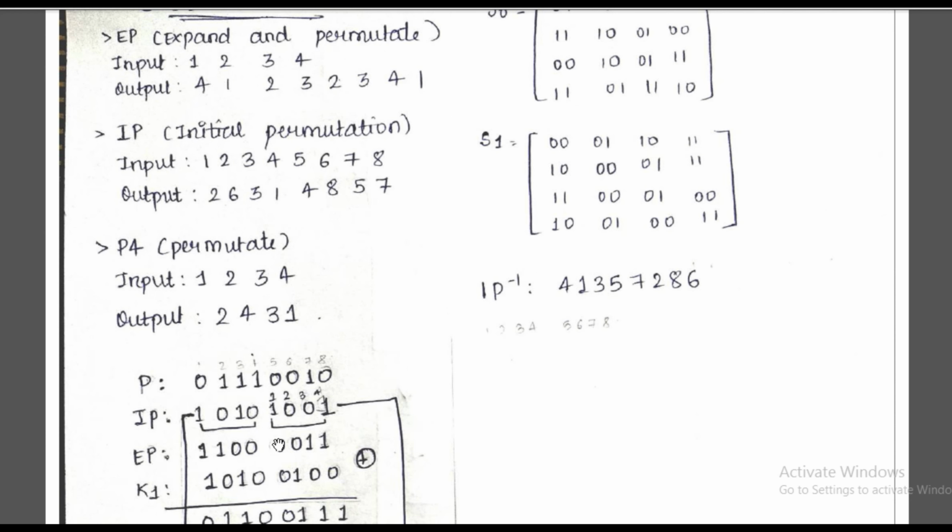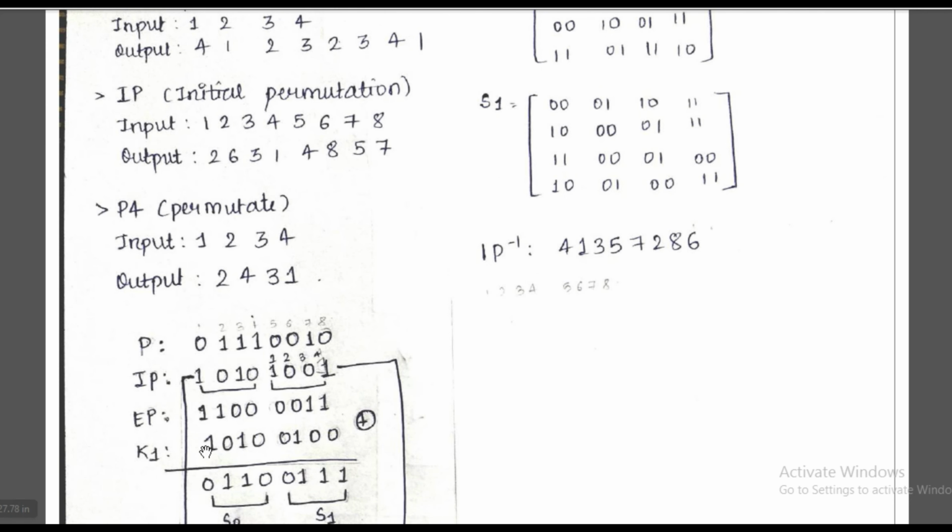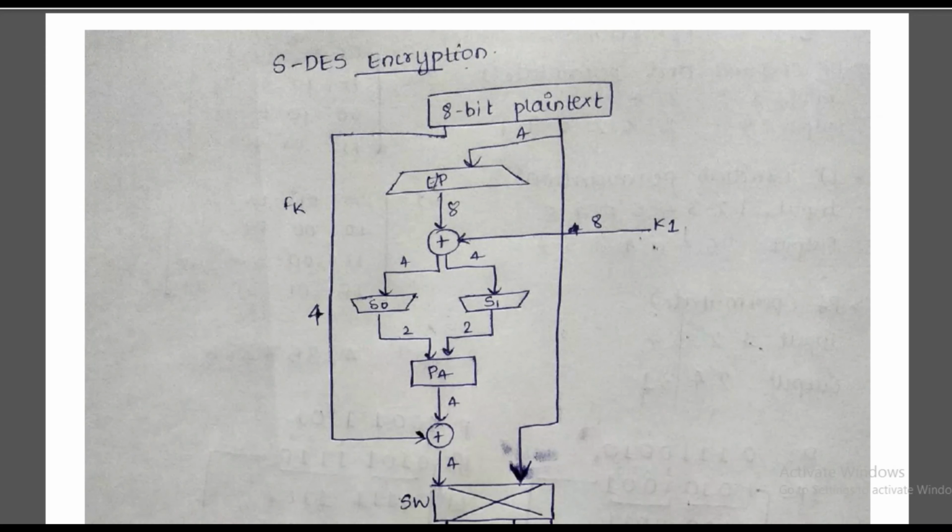So second bit in first position, and after that third bit in second position, and after that we have fourth bit in third position, and then first bit in fourth position. So this is the way in which we find the EP. Now once we find the EP, we have to do XOR with the key 1. Here you can see that once we have the output of EP, we have to XOR it with key 1.